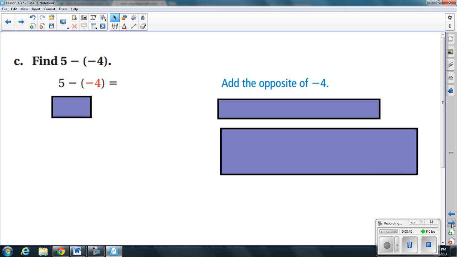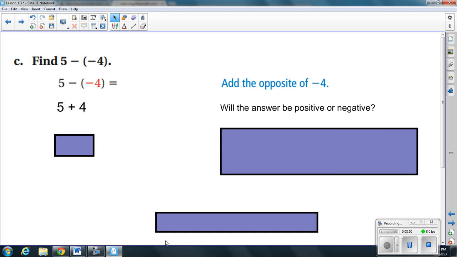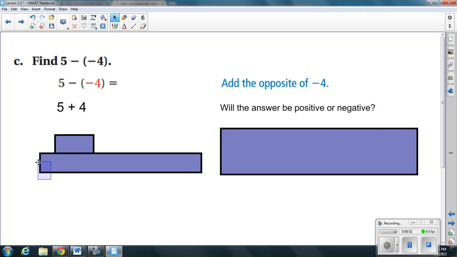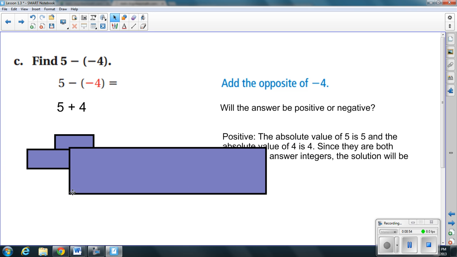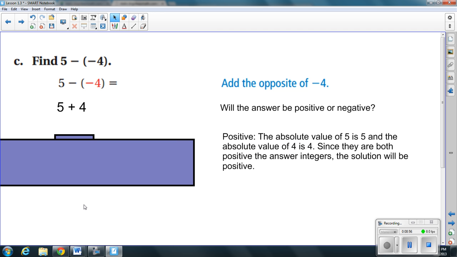And example C, we have 5 minus negative 4. So we rewrite that as 5 plus the opposite. So the opposite of negative 4 is 4. And hopefully you guys know the solution to this one. Our answer is positive 9, since both integers are already positive.